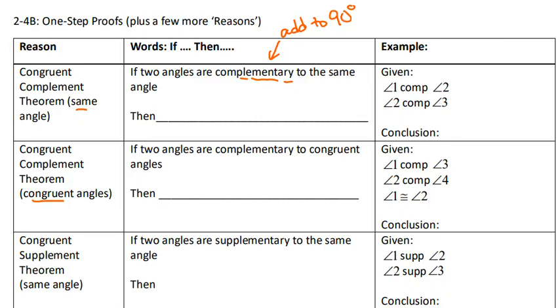So if two angles are complementary to the same angle, let's pretend for a minute that that angle has a measurement of 40 degrees. So I have two angles that are both complementary to that angle. Do you agree that in order to be complementary to that angle, both of those two angles would have to be 50 degrees, because that way they would add up to 90? So our conclusion, noticing that both of these are 50 degrees, is that they are congruent.